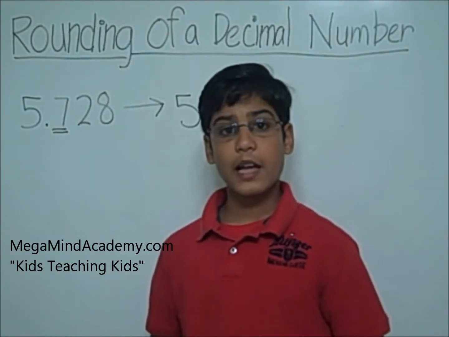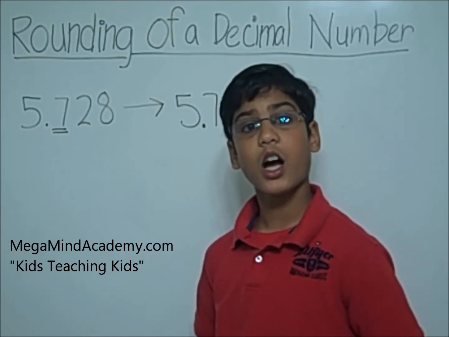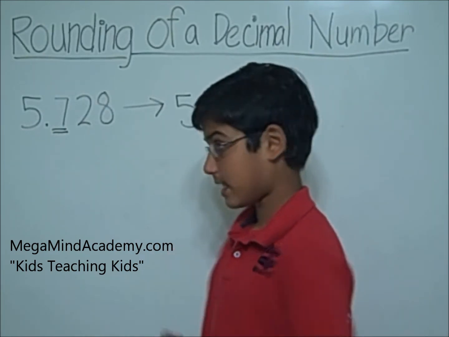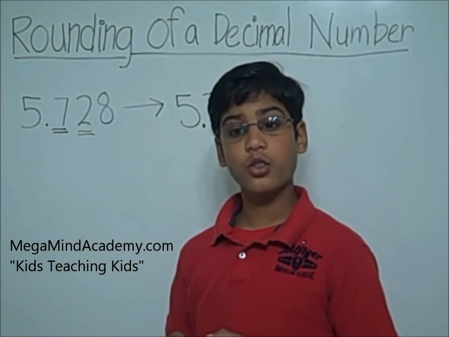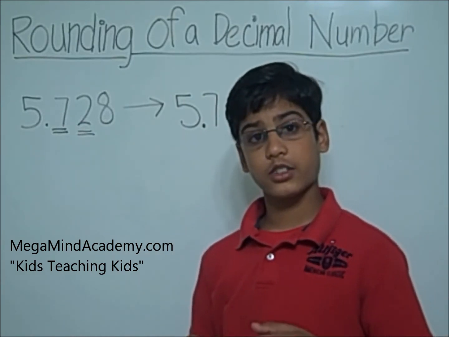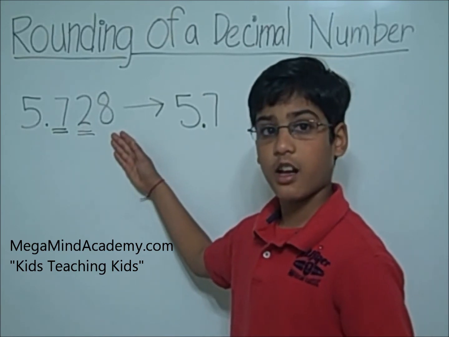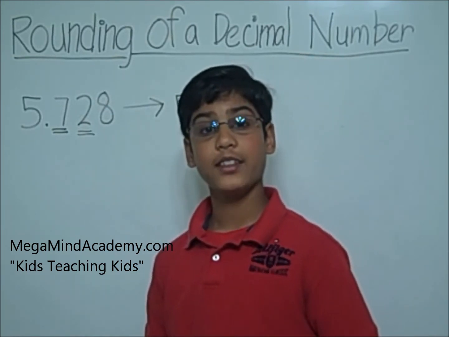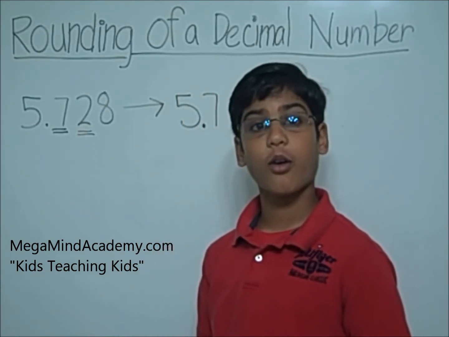Now let's round 5.728 to the nearest hundredths. The digit in the hundredths place is 2. 2 is our rounding digit because we are rounding to the nearest hundredths. 8 is the digit on the right side of 2. 8 is greater than 5, so the 2 becomes a 3 and the 8 becomes a 0.